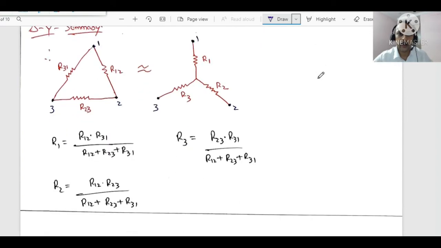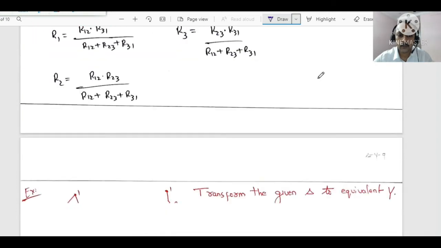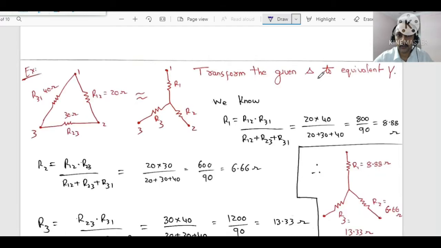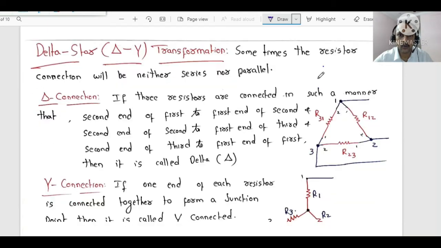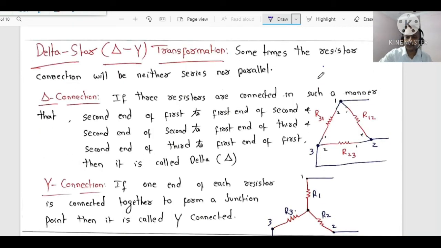At the end we will have the summary of delta to star, and also we will discuss examples in this video. So this is what we are going to learn in this video. By the time you complete this, you will be able to solve the problems on delta to star transformation. Now observe, dear students.